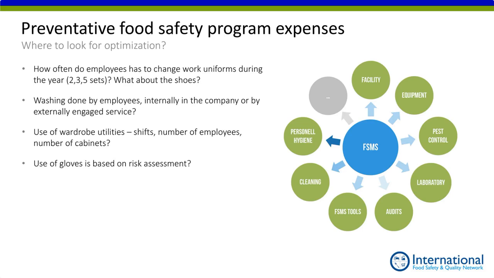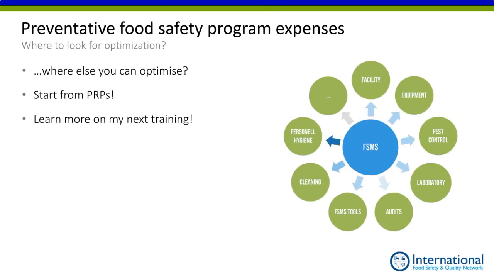So please start right now with some small initiatives and small objectives that you can do. So where else can you optimize? Please think about it. Sit down, start from these small things that I have talked about, and then try to optimize. For me, best is to start from the prerequisite programs. Start there, see what risk assessment is needed for the implementation of your PRPs, and then check where you can really optimize there, and with this optimization, you are actually going to lower the expenses for the food safety program.